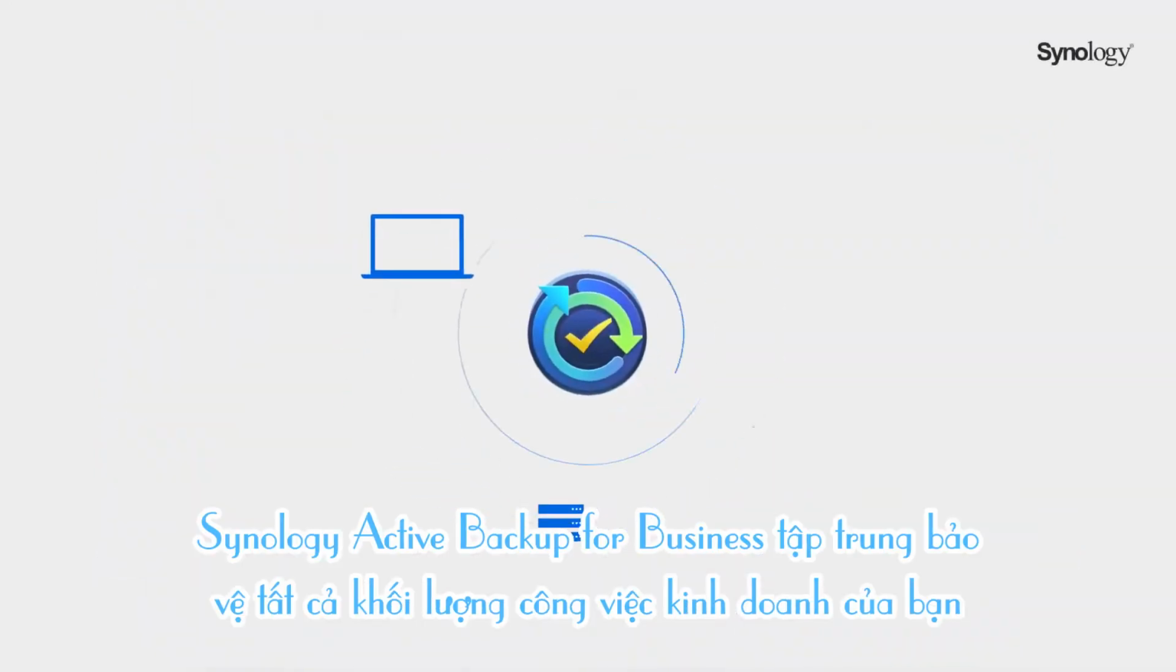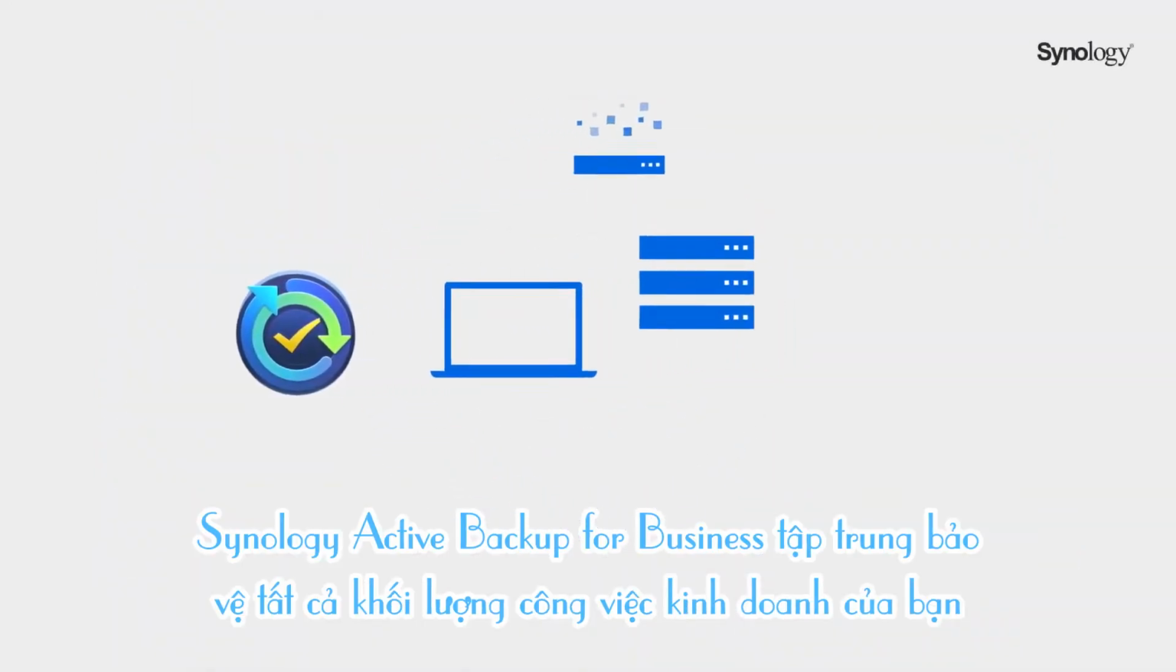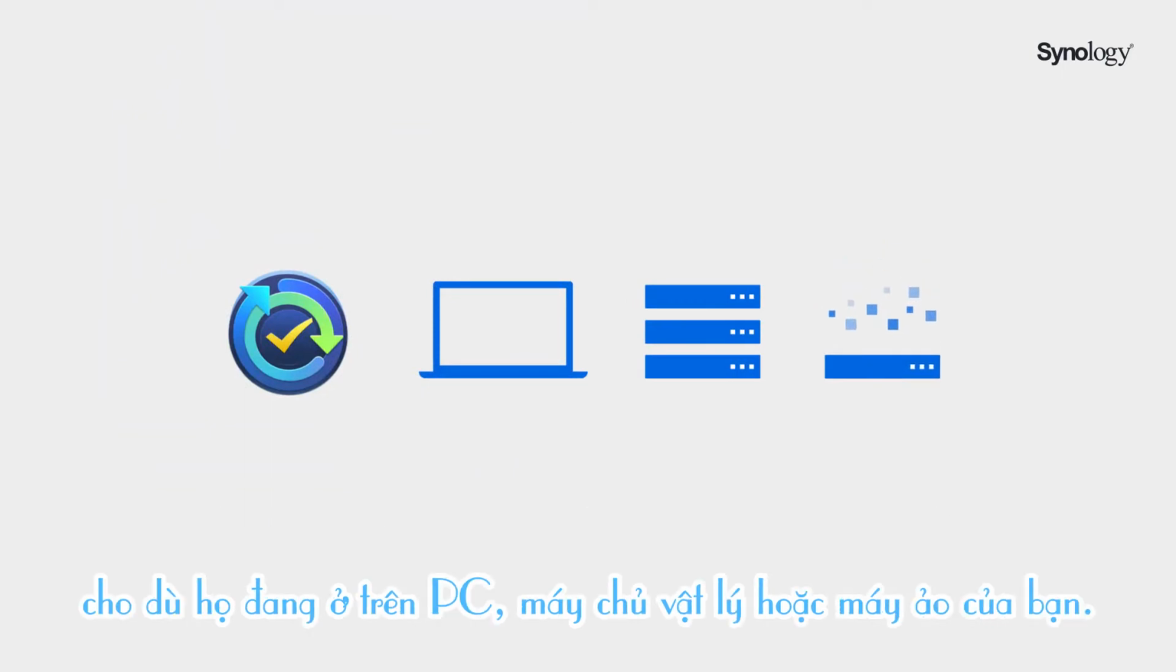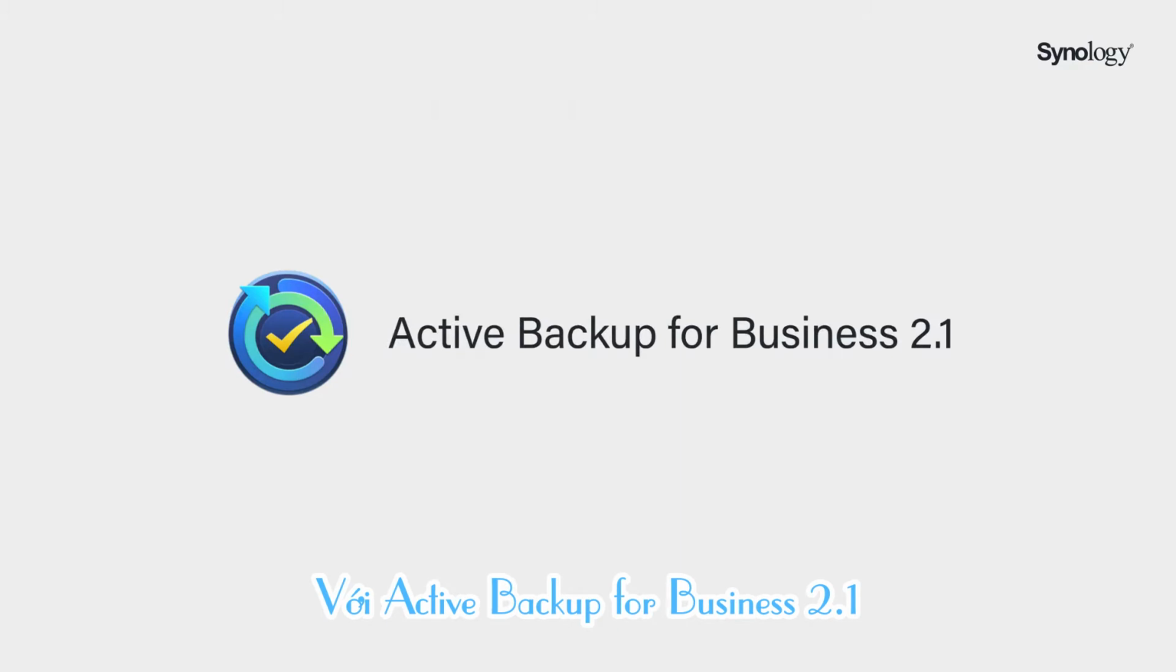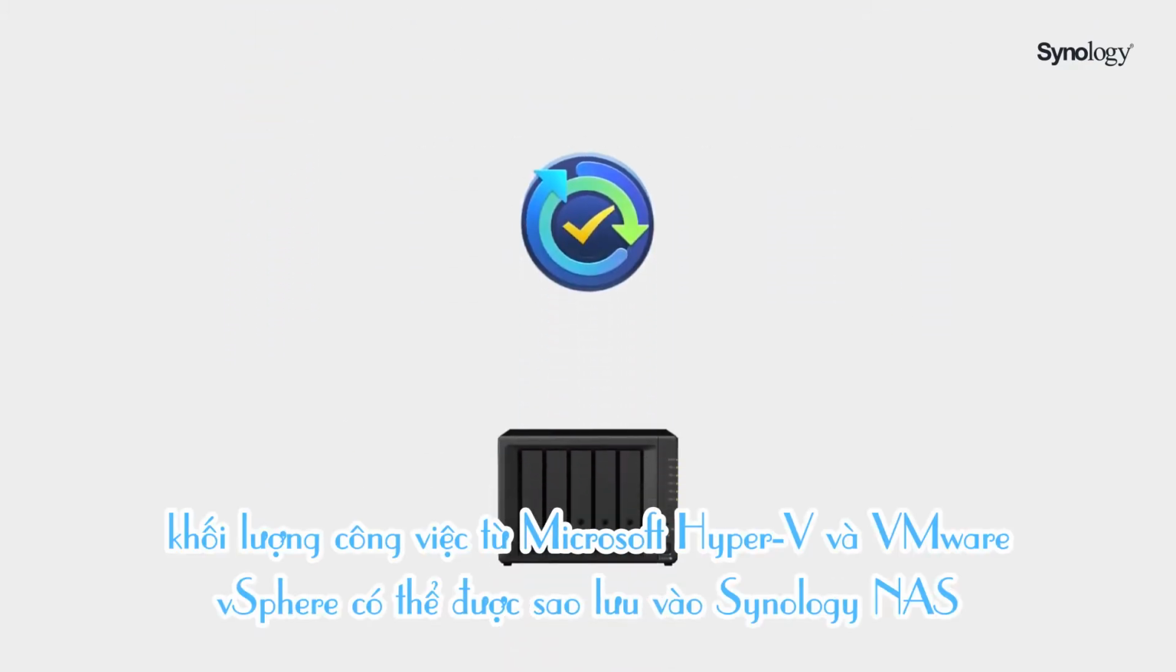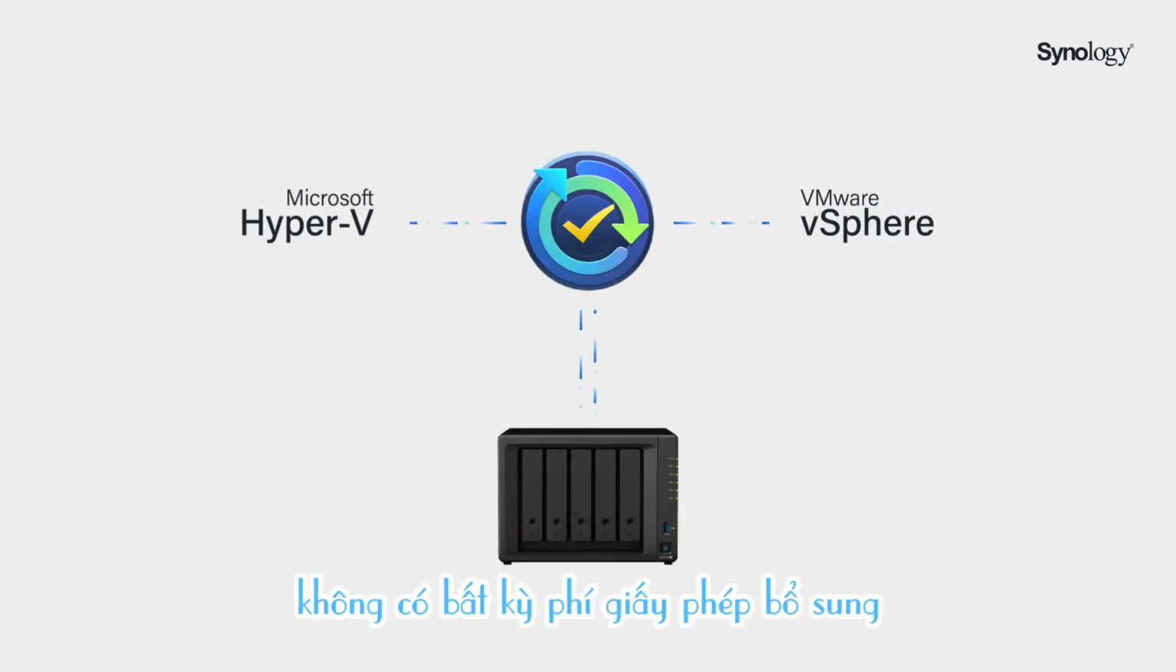Synology Active Backup for Business centralizes the protection of all your business workloads, whether they are on your PCs, physical servers, or virtual machines. With Active Backup for Business 2.1, workloads from Microsoft Hyper-V and VMware vSphere can be backed up to Synology NAS without any additional license fee.